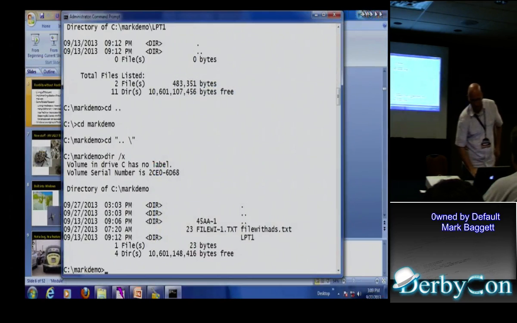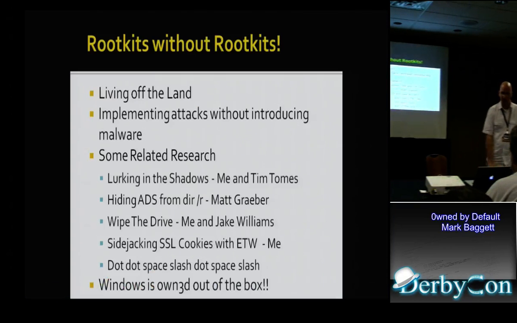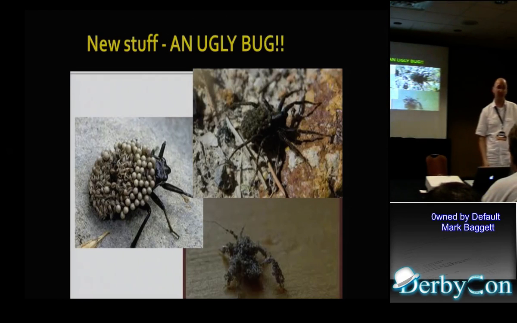Okay. All right. So that's some of the stuff that I've done over the last couple of years leading up to this. I've been doing a lot of research in living off the land, right? Implementing tools, rootkits, ways that we can hide in the system without adding new malware to it. I think if you put all these together with the new stuff that I'm going to introduce to you today, we can pretty much safely say that you can own Windows straight out of the box without adding any malware.